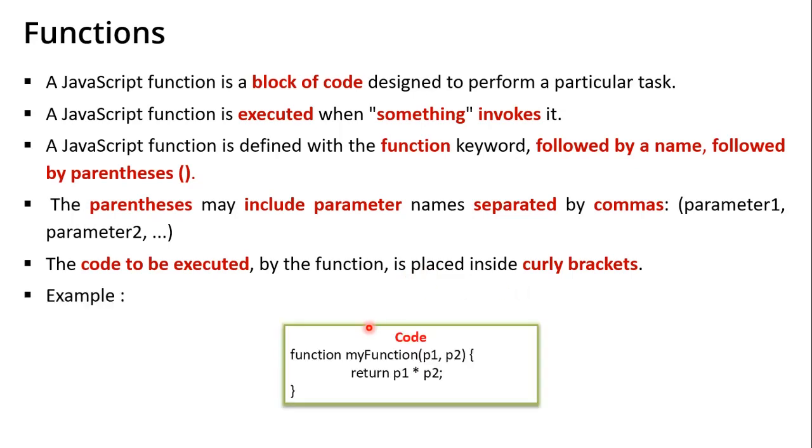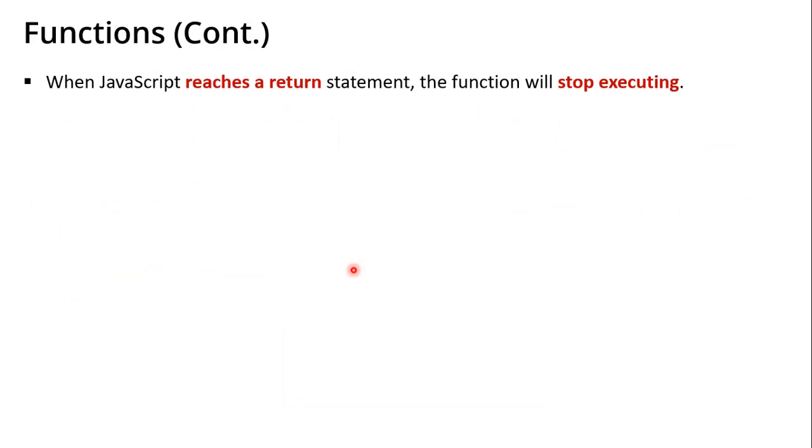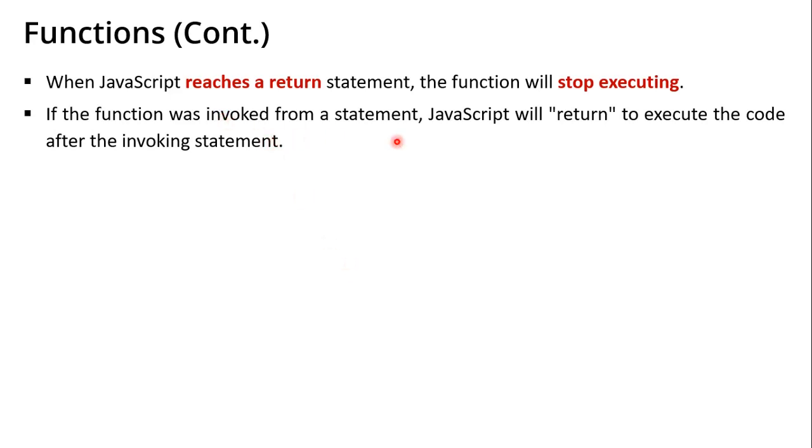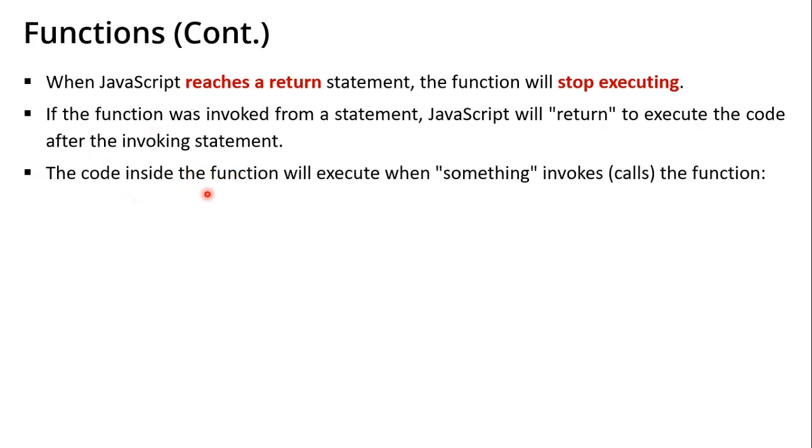For example, we have the code: we have to compulsorily write function, myFunction is the function name, in brackets we have two parameters, p1 and p2, and in curly brackets we write the code: return p1 * p2. So this is the function that you already know. When JavaScript reaches a return statement, the function will stop executing. If the function was invoked from a statement, JavaScript will return to execute the code after the invoking statement, the function call.